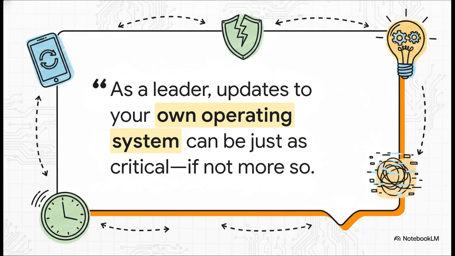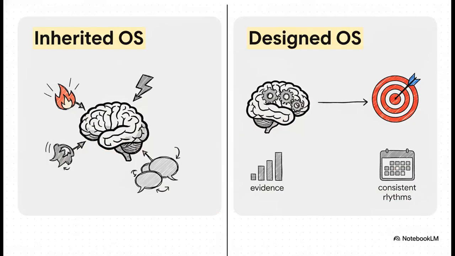So why on earth do we do it with our leadership? An outdated personal OS is just as damaging, maybe even more so. It leaves you vulnerable and totally unable to adapt. So this really is the fundamental choice you have to make. On one side, you've got the inherited OS. This is the reactive one. It runs on gut feelings, and it's fueled by a constant stream of emergencies. But on the other side, you've got a designed OS. This one's intentional. It's grounded in actual evidence, and it's built on consistent rhythms. It is literally the difference between chaos and clarity.